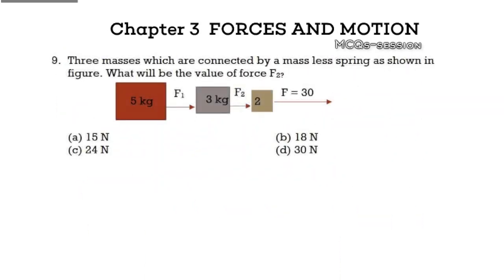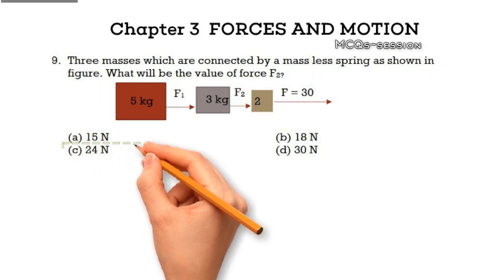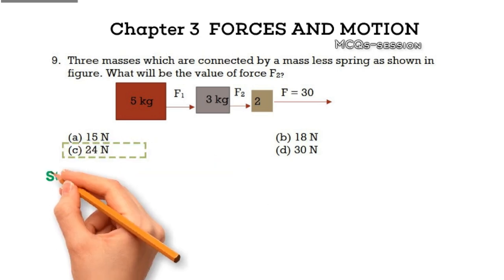What will be the value of force F2? Options: A, 15 newton, B, 18 newton, C, 24 newton, D, 30 newton. Pause the video and guess the correct answer. The correct answer is C, 24 newton.